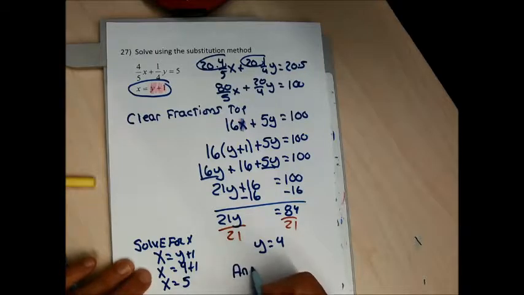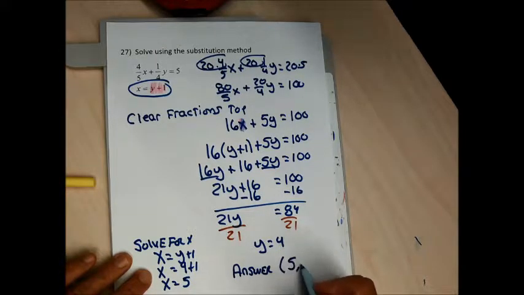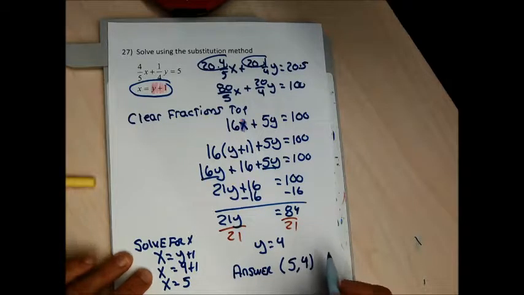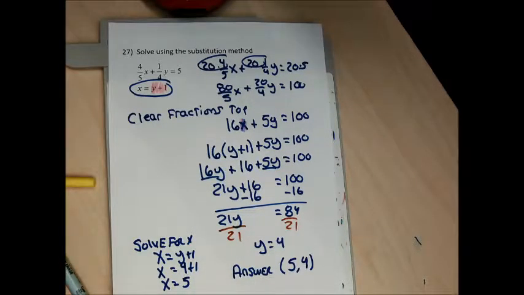And in these systems of equations, we write the answer as a point. The x is going to go first. The y is going to go second. So I'm going to say the solution is (5, 4).